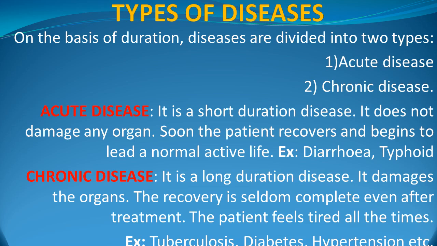Whereas chronic diseases are long duration diseases. They damage the organs. Recovery is seldom. We cannot say that recovery can happen completely, even after the treatment. The patient feels tired all the time, and chronic diseases may remain in the body till the death of a person. Examples: tuberculosis, diabetes, hypertension, etc.